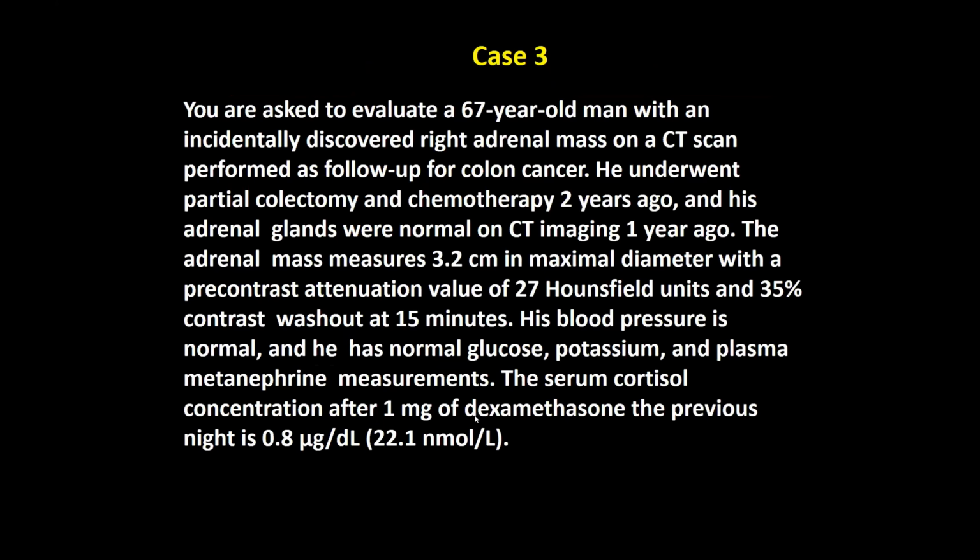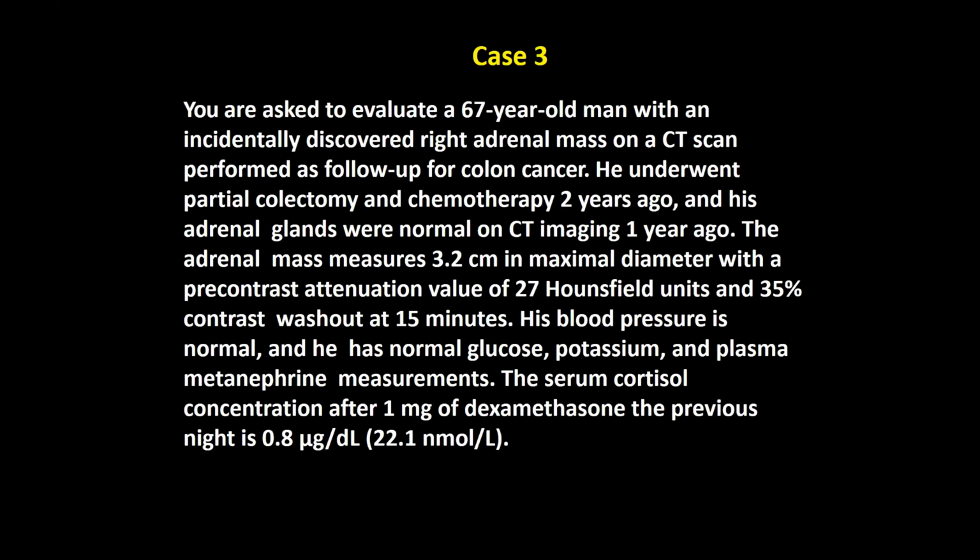Okay, so case 3 is a 67-year-old man who's got another incidental right-sided adrenal mass on a CAT scan performed as a follow-up for colon cancer. He had a previous partial colectomy and chemo 2 years ago, and his adrenal glands were normal on CT imaging a year ago. So a year ago, everything looked good with the adrenals. So it's fairly rapid onset. And he's now got this 3.2 centimeter right adrenal mass, which has 27 Hounsfield units with 35% contrast washout.